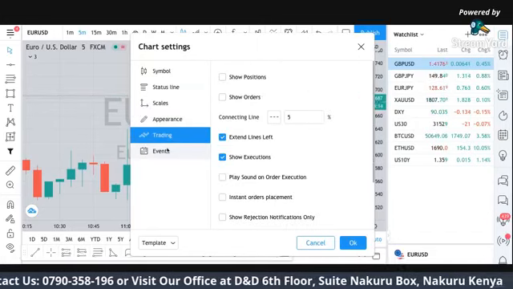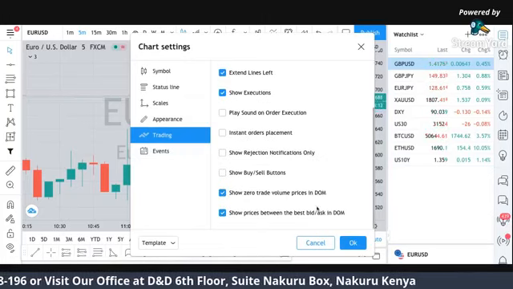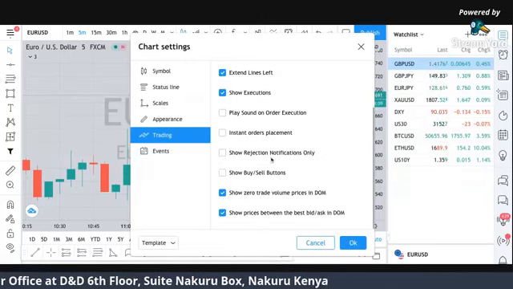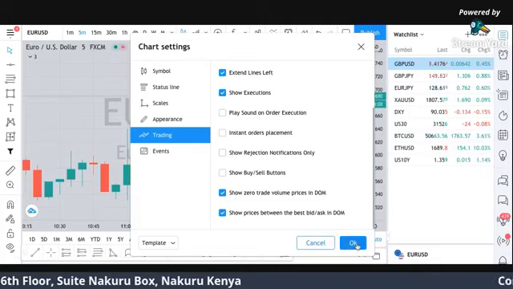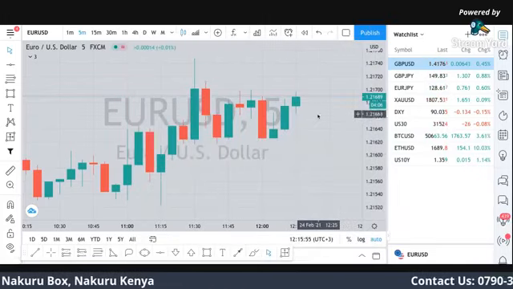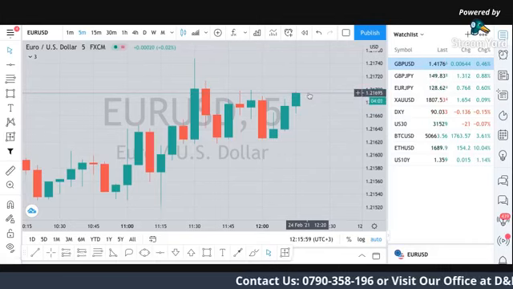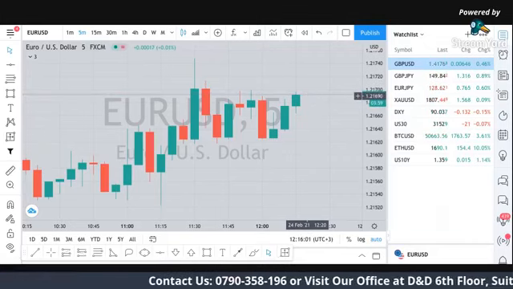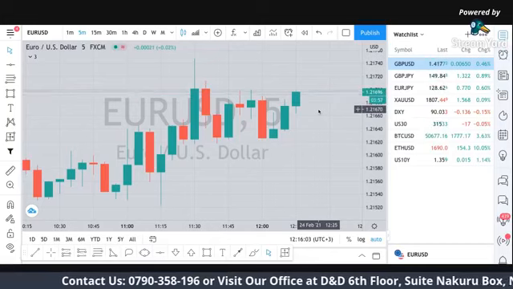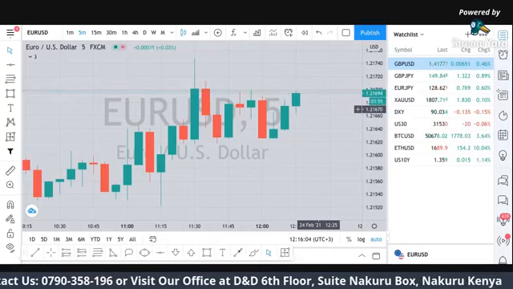Apparently this is the best that this broker can offer. So in your MT4 you're going to see the difference between the very fine detail here. That is the bid and the ask price.